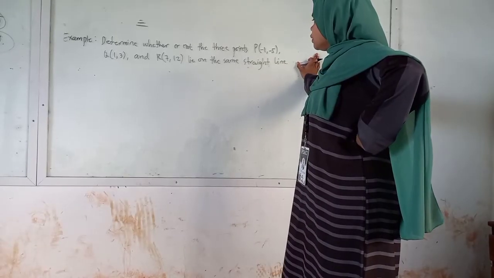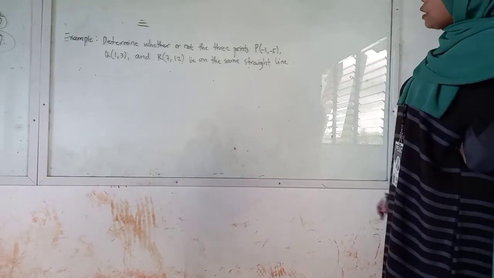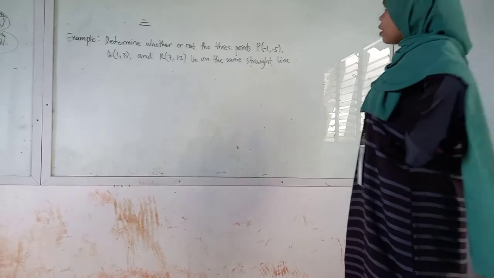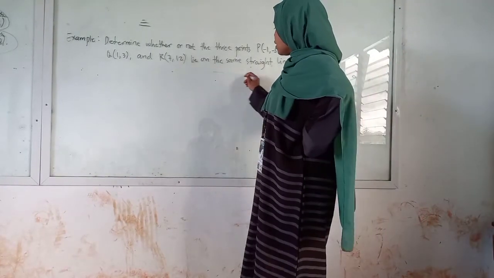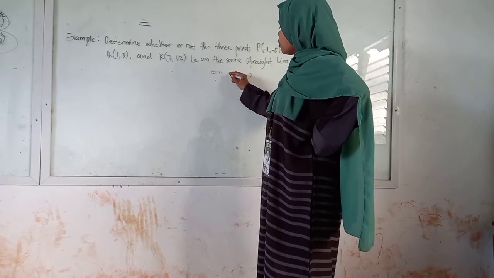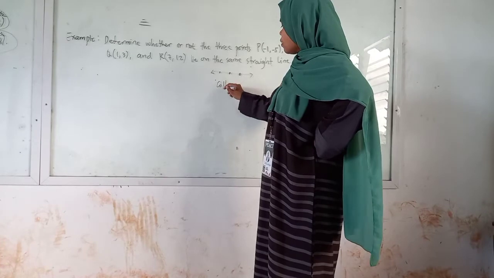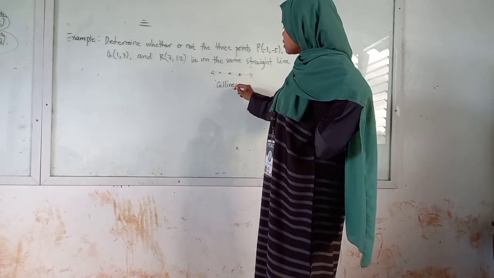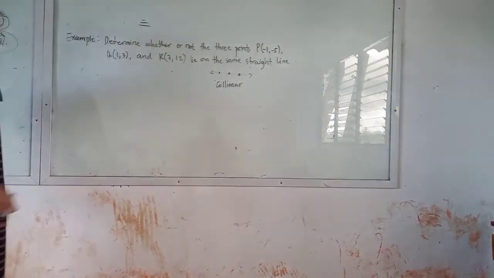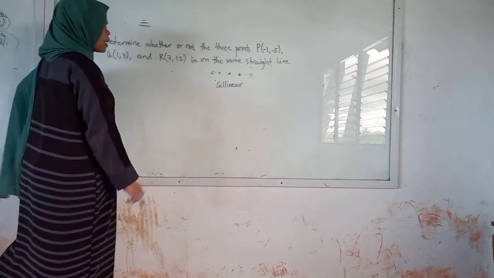Okay. Determine whether or not the 3 points P, Q, R are lying on the same straight line. When we have points lying on the same line, for example these 3 points, we call them collinear points because they lie on the same line. How can we show that these 3 points lie on the same straight line?